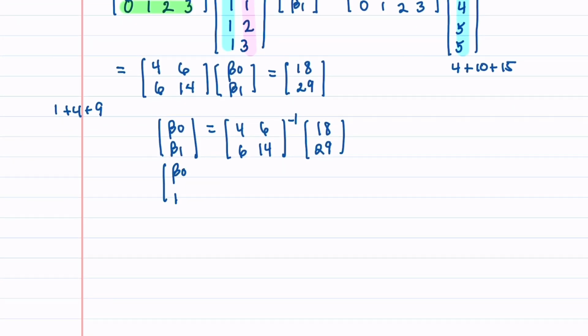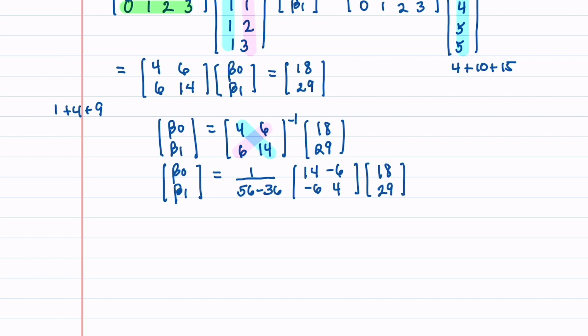Our beta 0, beta 1 is going to be equal to this. So to take the inverse, we're going to take 1 divided by the determinant. So the determinant is the main diagonal multiplied minus the off diagonal. So that's going to give us a 56 minus a 36. And then inside the matrix, the main diagonal elements in blue switch places, and the off diagonals get a negative. And then we have our 18, 29. This is equal to 1 over 20.